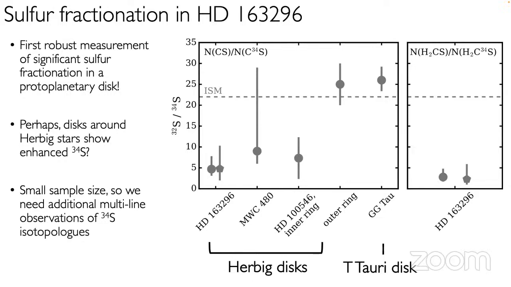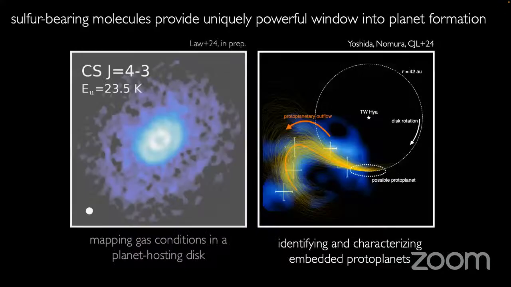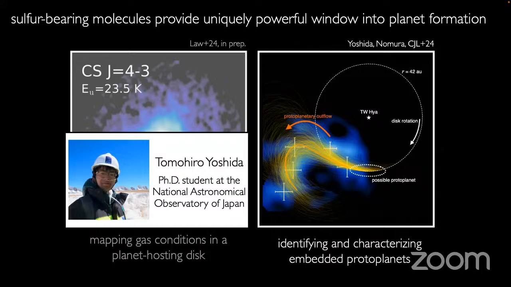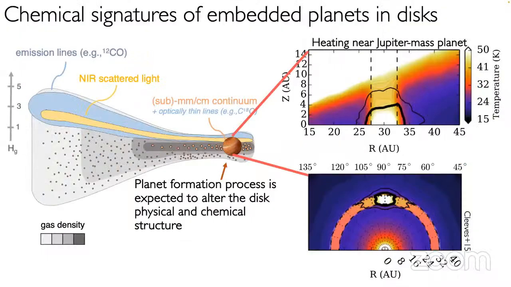Okay, so that was just a quick tour through the first project that I want to talk about. Now, in the last few minutes, I just want to mention one way where we can use sulfur to potentially detect planets. This is a project that was led by Tomohiro Yoshida, PhD student at NAOJ. And if you remember from the last symposium, I talked a little bit about this idea, where if you have a giant planet in a disk, it might heat up the gas, it might cause some local chemical alterations right around where the planet is. And you might be able, therefore, to use chemistry as this new tracer to detect embedded protoplanets in your disk.